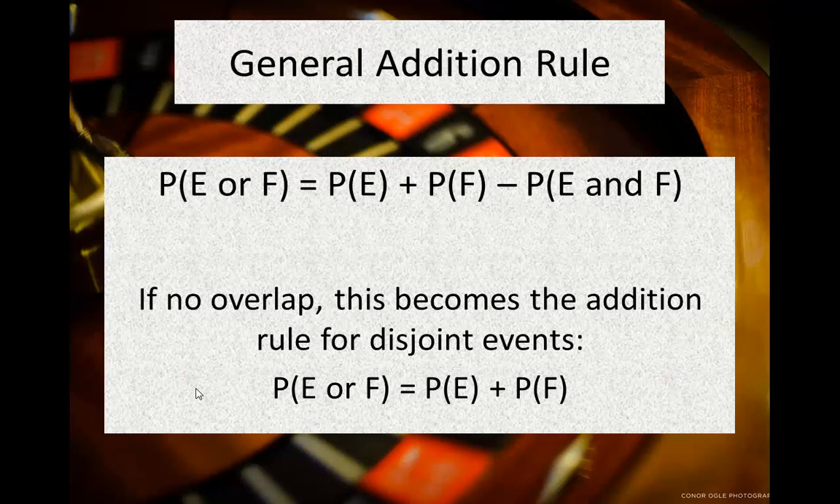This gives the general addition rule. To get the probability of at least one event, you add the two probabilities and subtract out the overlap. Notice that if the events do not overlap, we can use a simpler formula here.